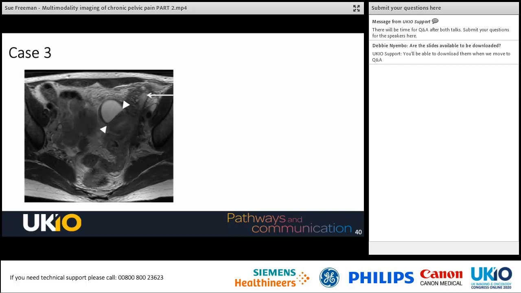The intermediate signal intensity lesion can be seen extending up towards the left iliac fossa, indicated by this upper arrow, and this red arrow demonstrates the mass fistulating into the adjacent sigmoid colon. The fat within the pelvis is indurated, and you can see stranding throughout the pelvis.